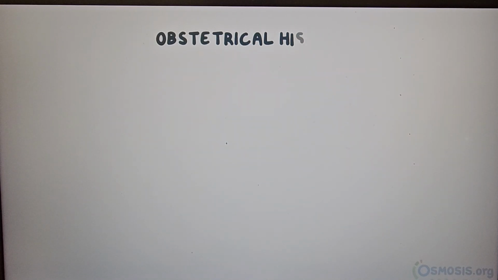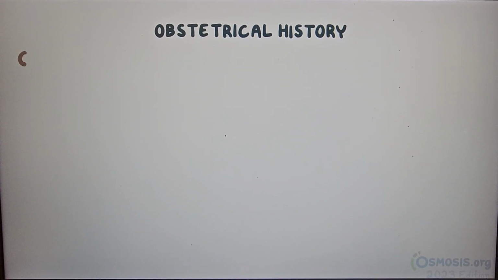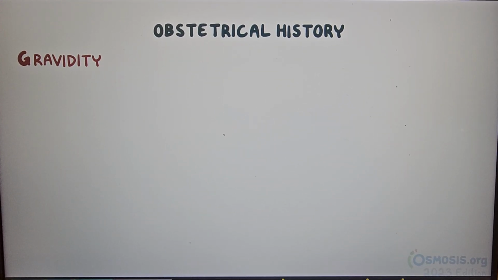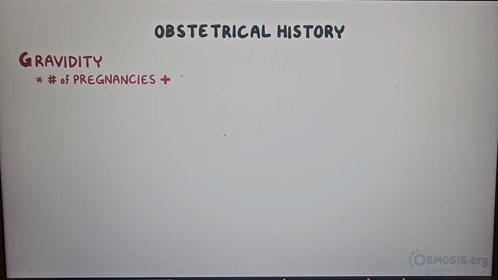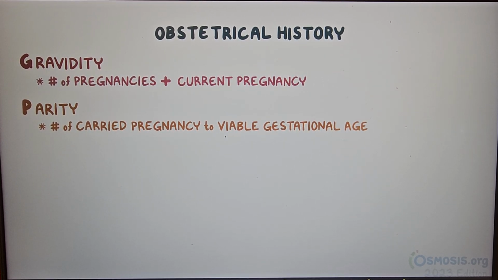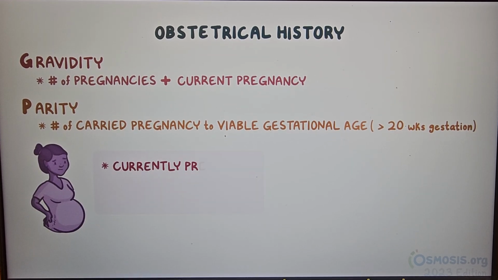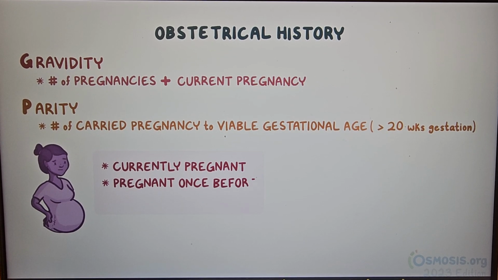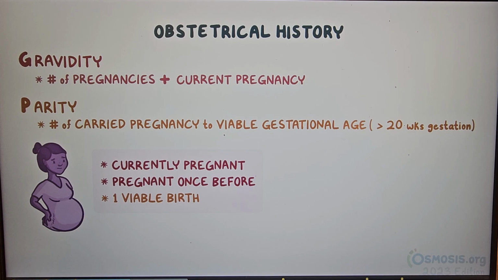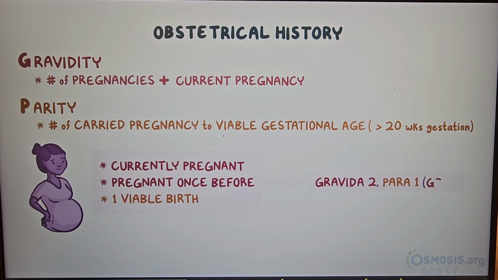The obstetrical history evaluates the gravidity, parity, and abortions. Gravidity, or G, refers to the number of times a client has been pregnant, including the current pregnancy. Parity, or P, refers to the number of times a client has carried the pregnancy to a viable gestational age, which is more than 20 weeks gestation. So, if a client is currently pregnant, has been pregnant once before, and has had one viable birth, you'd say that as Gravida 2 Para 1, or G2P1.